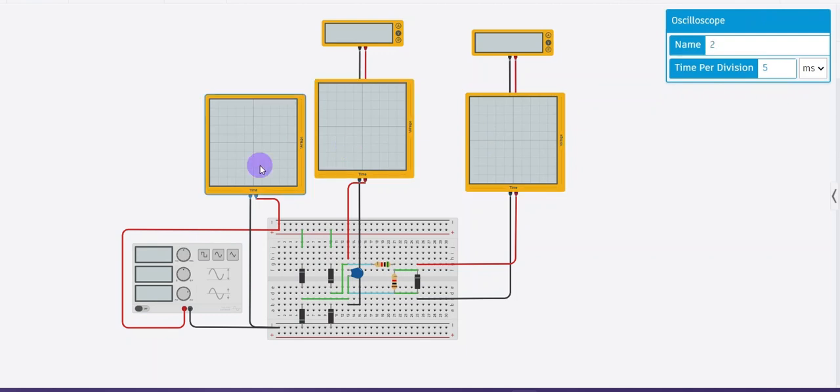Then we have an oscilloscope, which will display our graph. This is voltage versus time, where we can see the voltage is on the y axis and the time is on the x axis. We fix the time per division at 5 milliseconds.